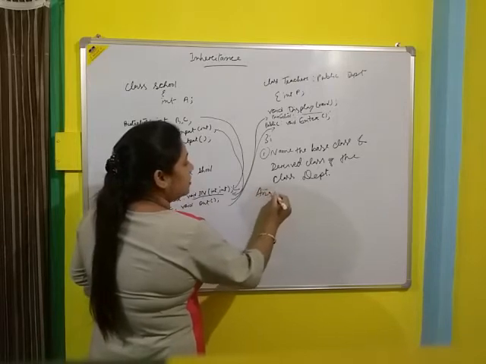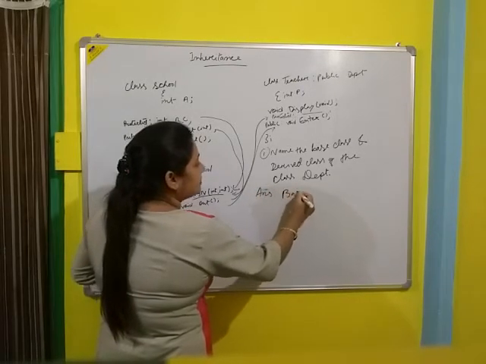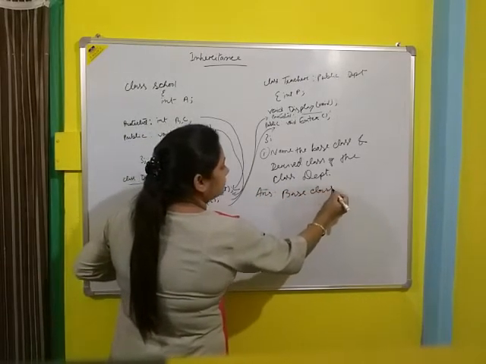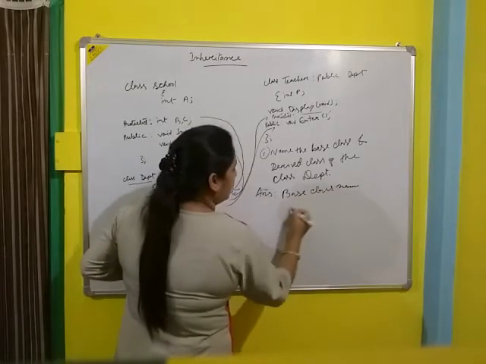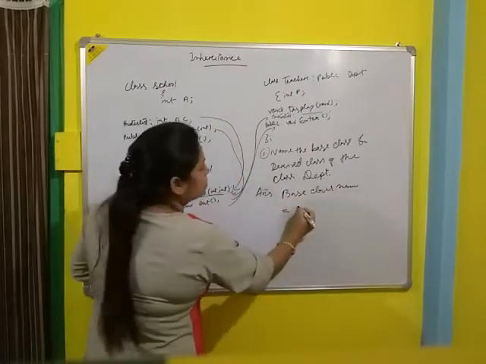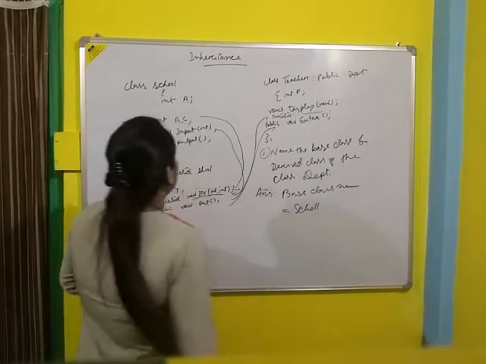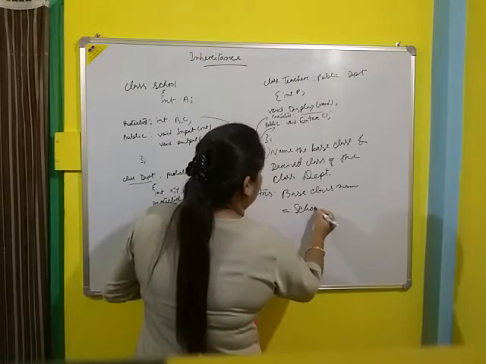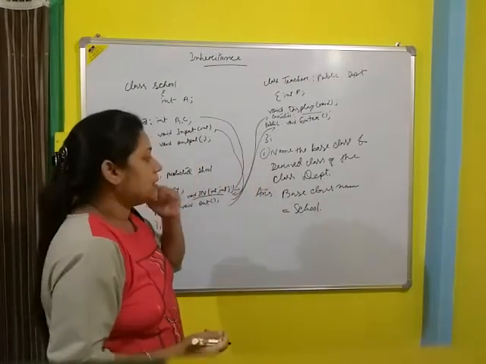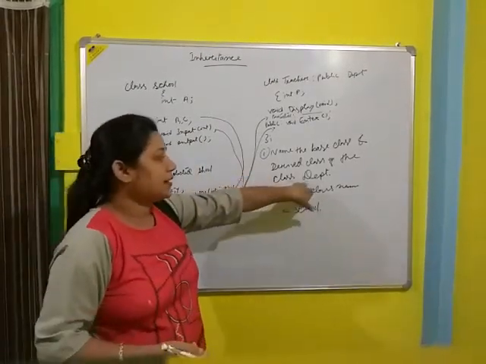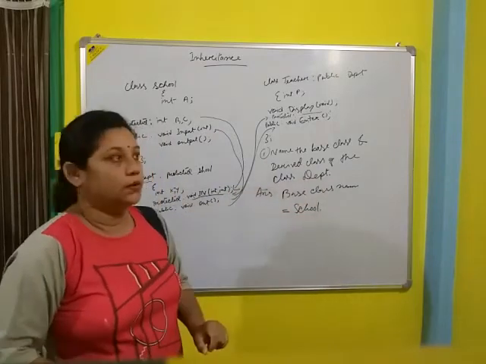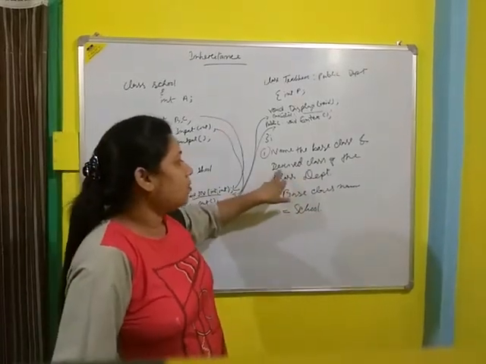The answer is: base class name equal to school. Okay, so the base class name of the class department is school. The next question is: what is the derived class of the class department?